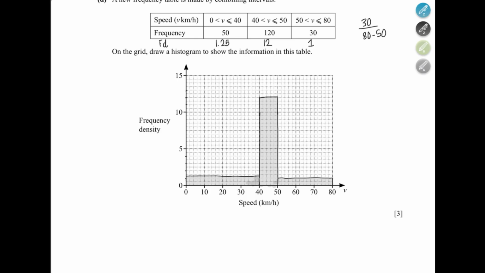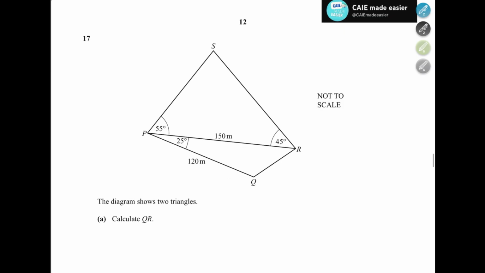This is the final, this is how the histogram looks like. Moving on. Question number 17. We have a shape here. The diagram shows two triangles. This is the first triangle. This is the second triangle. Calculate QR. So you're supposed to find this.